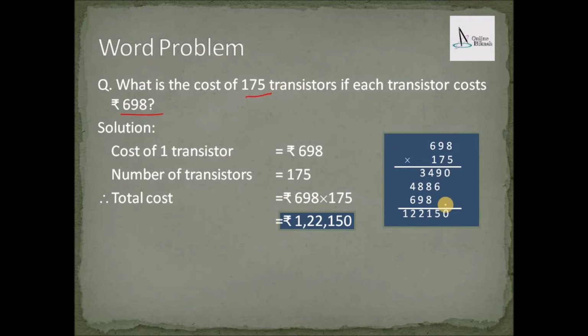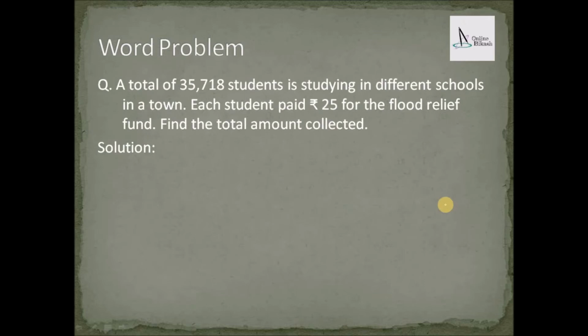Let's see one more problem. A total of 35,718 students are studying in different schools in a town. Each student paid rupees 25 for the flood relief fund. Find the total amount collected.